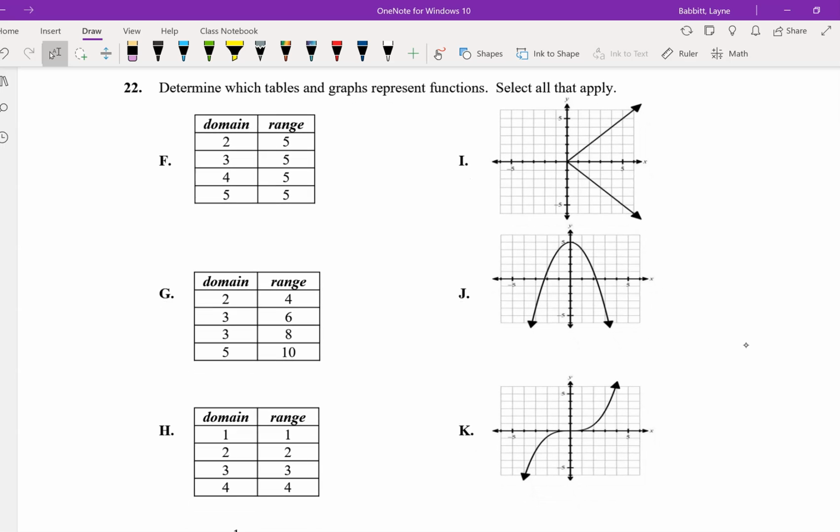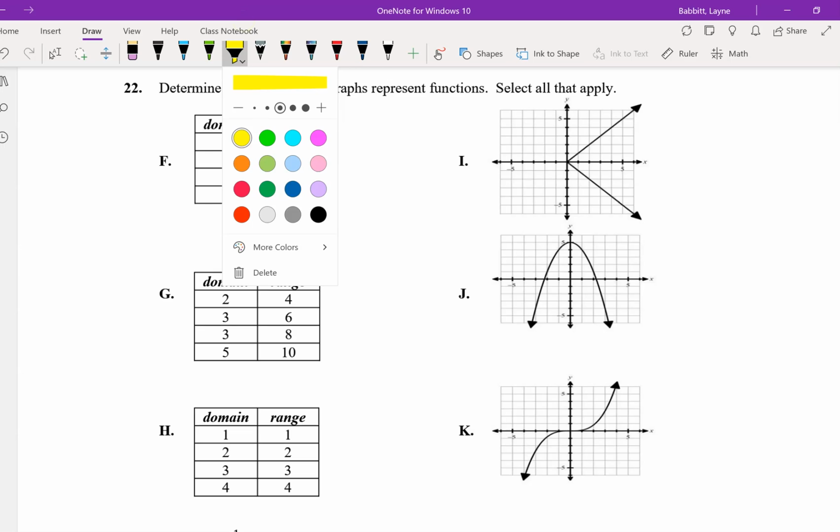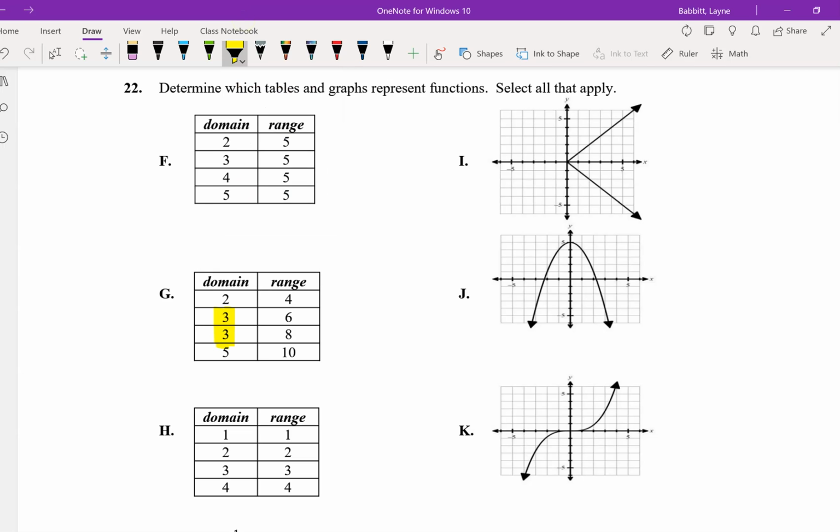Determine which tables and graphs represent functions. Just to do this quick and easy, when you're looking at a table, if you have repeating x values, it is not a function. What I mean by that is we've got negative 3 and negative 3. That's a repeating x value, so it's not a function. This one, no repeating x value. This one, no repeating x value. It's okay that it has a repeating y value. All I care about is that there's no repeating x value.